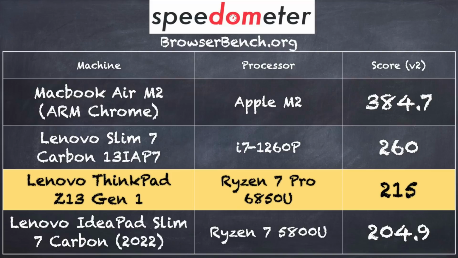And on the browserbench.org Speedometer benchmark test, we got a score of 215, which puts this largely in the ballpark of other Intel and AMD-based offerings currently on the market, and a little bit of a boost over the prior generation 5000 series Ryzen processors.